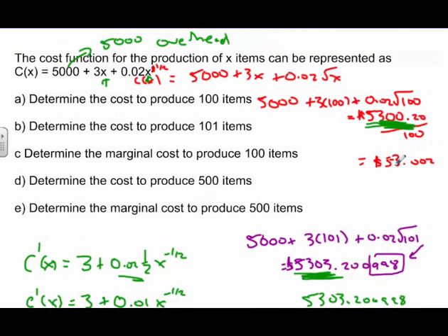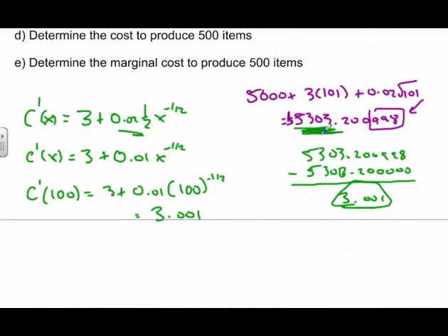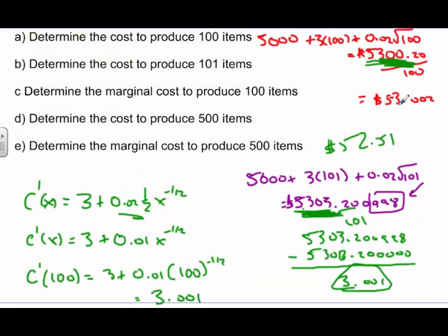Your price per item when you had 100 items was basically $53 an item. If you wanted to, I didn't ask you to do it, you could divide 5,303 by 101, which would give you a price per item of $52.51. So in this example, if you make 100 items, it's $53 an item. If you make 101 items, it's actually only $52.50 per item. So it gets cheaper per item as you go along.